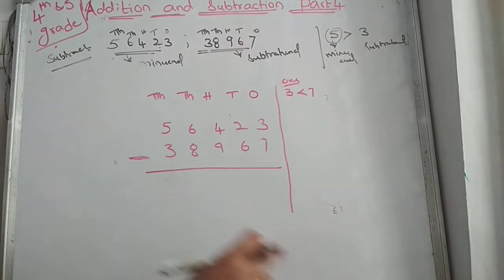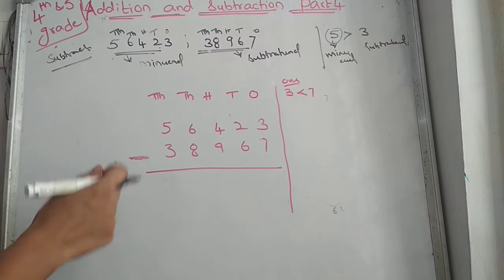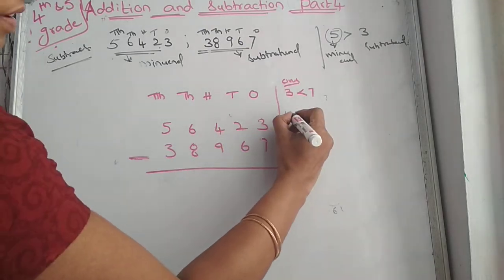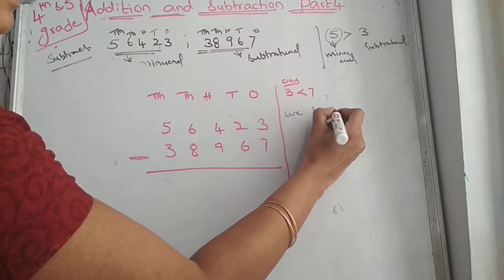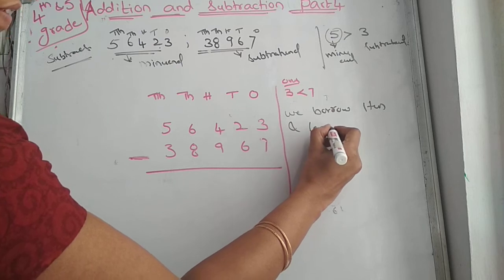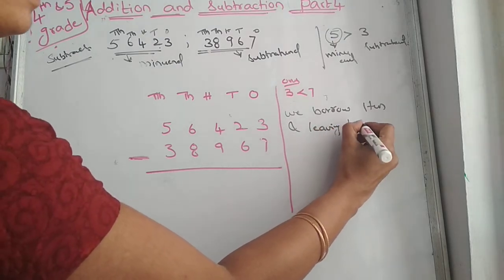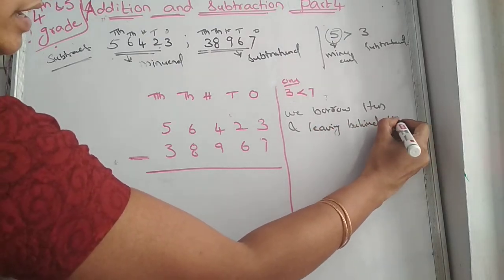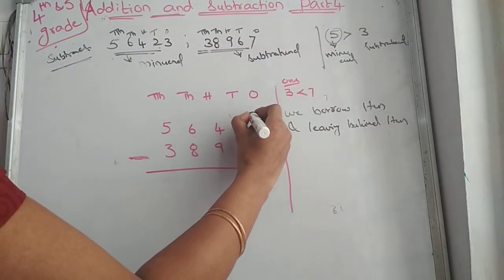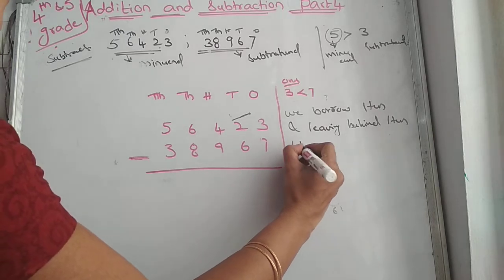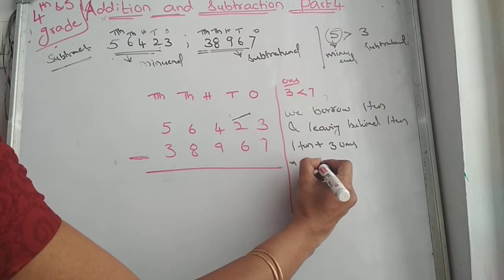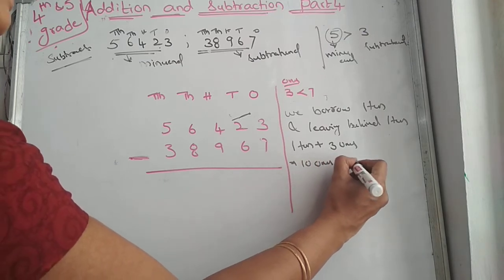So what do we do? 3 is less than 7, so what do we do here? We borrow here, 1 ten, and leave behind... What is the meaning of borrowing 1 ten? It means 1 ten will come, and in the ones place, 10 ones plus 3 ones.